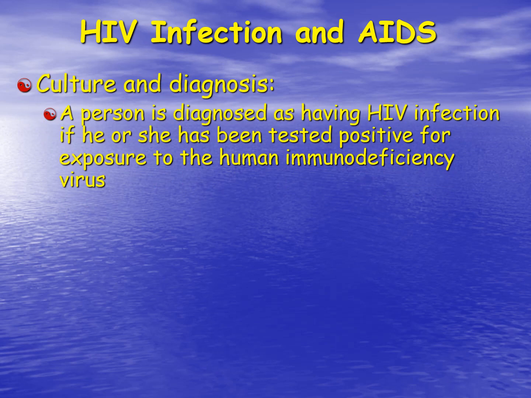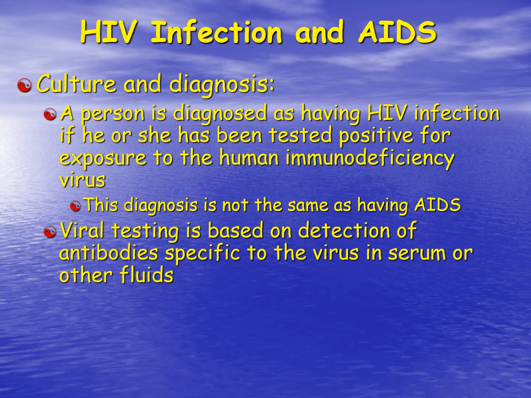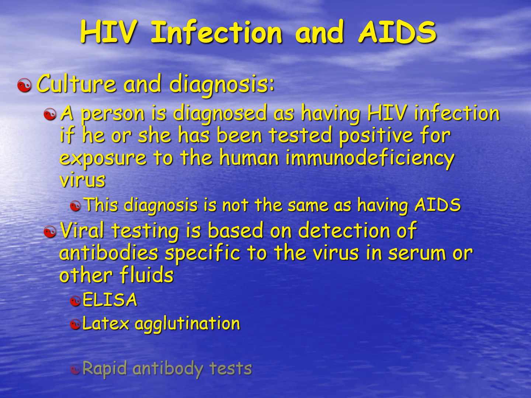Culture and diagnosis. A person is diagnosed as having HIV infection if they have tested positive for exposure to the human immunodeficiency virus. This diagnosis is not the same as being diagnosed with AIDS. Viral testing is based on detection of antibodies specific to the virus in serum or other body fluids. And we have an ELISA test for this, a latex agglutination test, and a rapid antibody test.